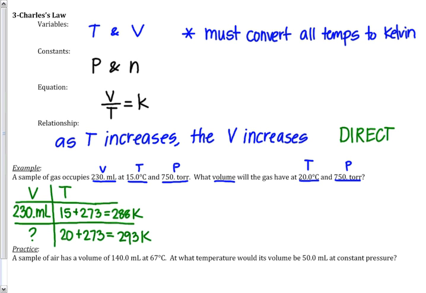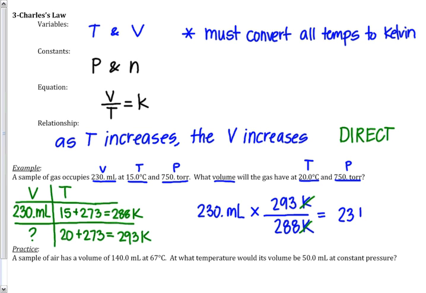Now, if you look at your relationship, the temperature is going up. If the temperature increases, so should the volume. So you're going to start with your volume of 230 milliliters, and you're going to multiply by the fraction that makes this go up. We want the volume to increase. If we want this number to be bigger, we want to put the big number on the top and the small number on the bottom. And when we do our math, kelvins will cancel, and we should end up with an answer of 234 milliliters.